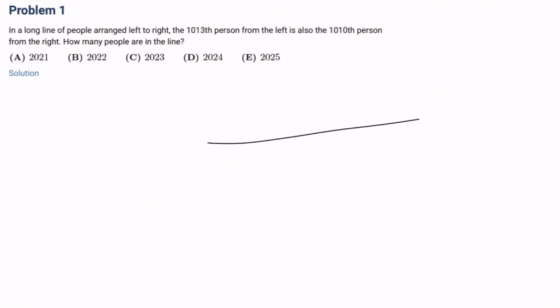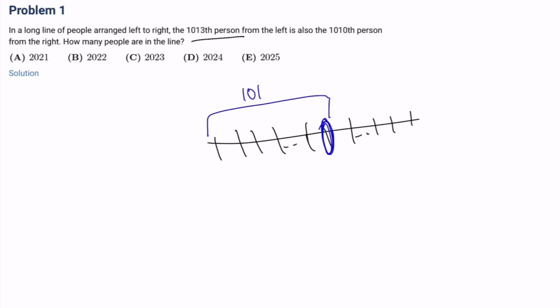Okay, so we have a long line of people like that. Each tick is a person, and this is some number of people. Counting from the left, the 1013th person, so this much here. Let's say this person is the 1013th person, who is also the 1010th person from the right. So starting from the right, this much is going to be 1010 people, right? So how many people are in the line?